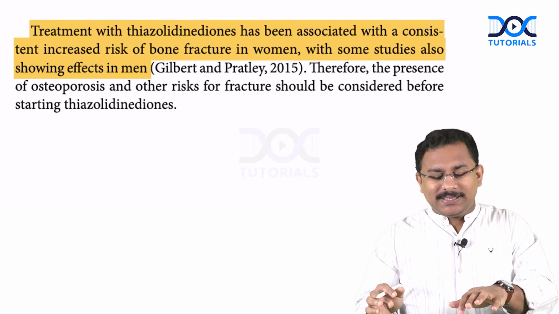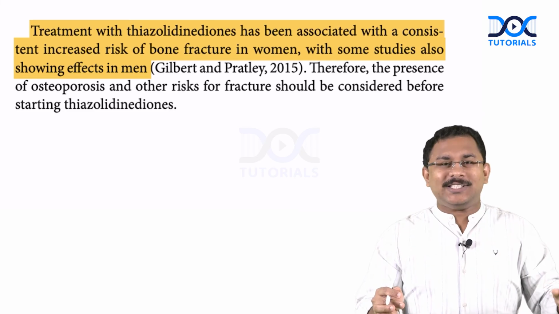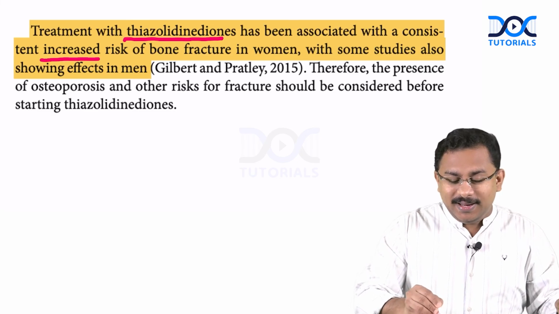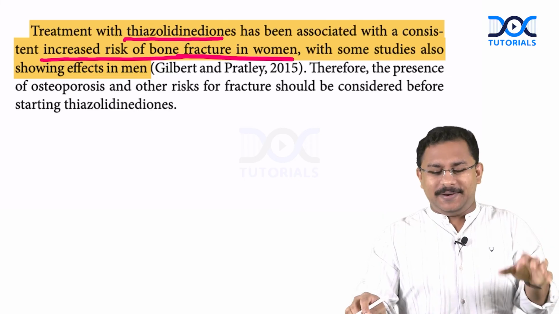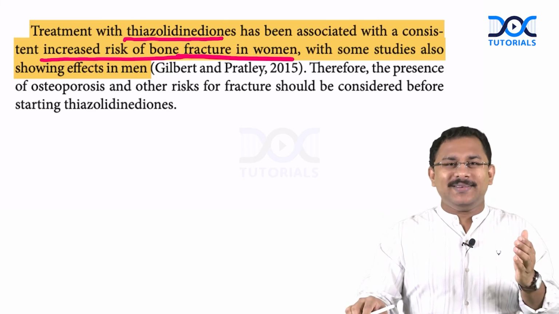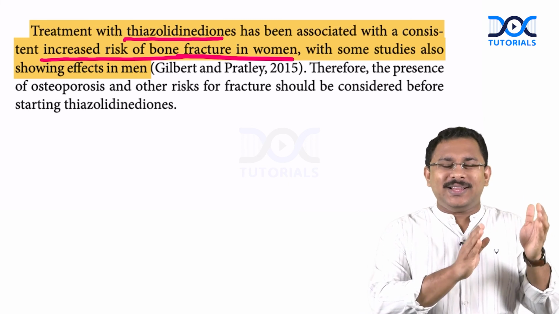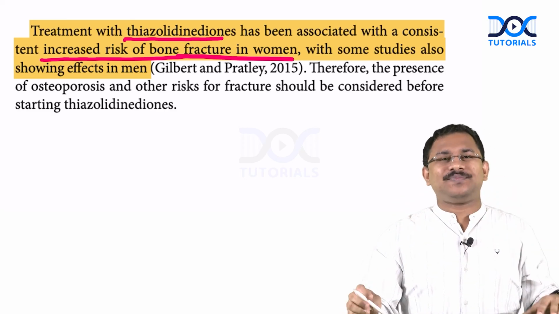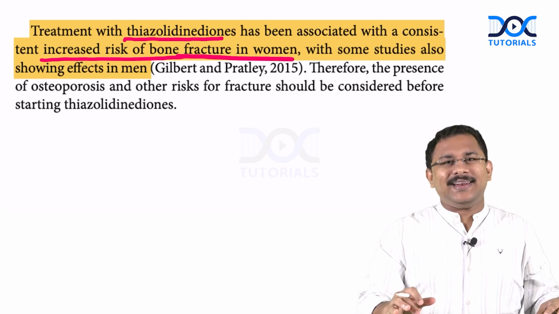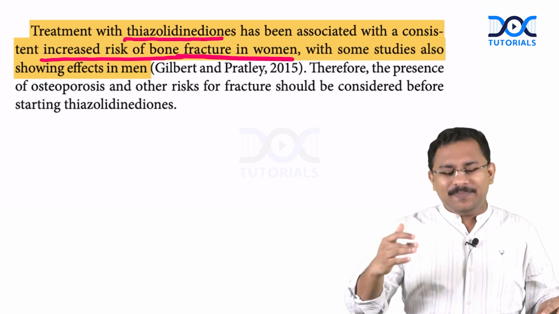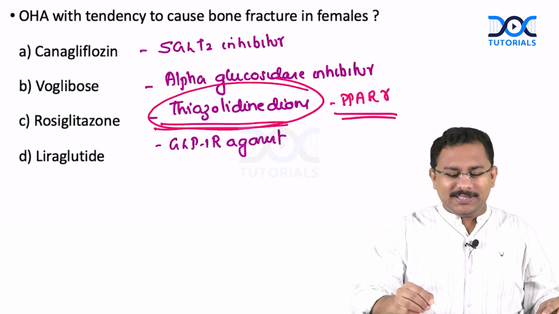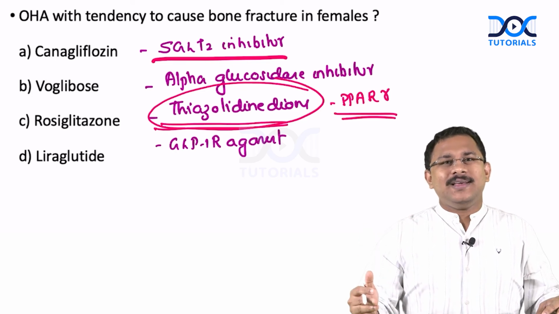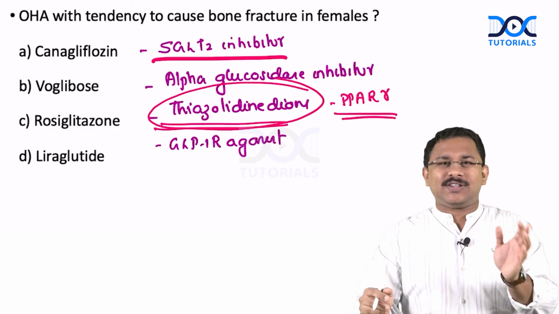Let me also show you another screenshot, this time from the Goodman and Gilman textbook of pharmacology. Treatment with thiazolidinediones is associated with increased risk of bone fracture in women, and some studies also showing in men. So there is a definite association with thiazolidinediones and fracture risk in females. Now having said that, let me also tell you that the group of the SGLT2 inhibitors, the sodium glucose co-transporter inhibitors, will also increase the risk of fractures.